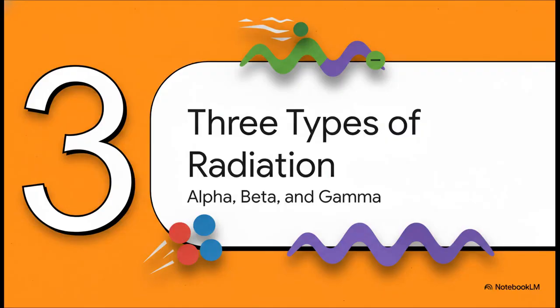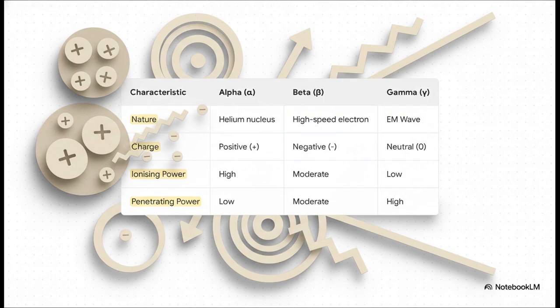Okay, now we've reached a really, really important part of the chapter. This is where a lot of the marks are. When that unstable atom decays, it spits out radiation. But it's not all the same. There are three main types you absolutely have to know: alpha, beta, and gamma. Let's look at them one by one. Let's put them side by side.